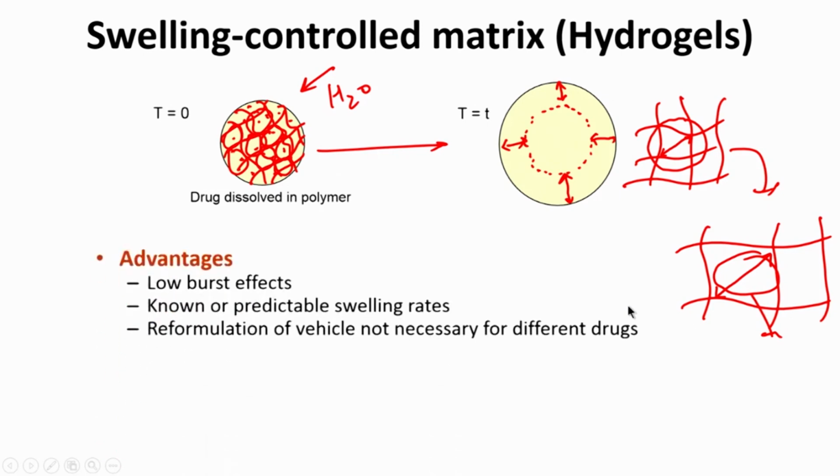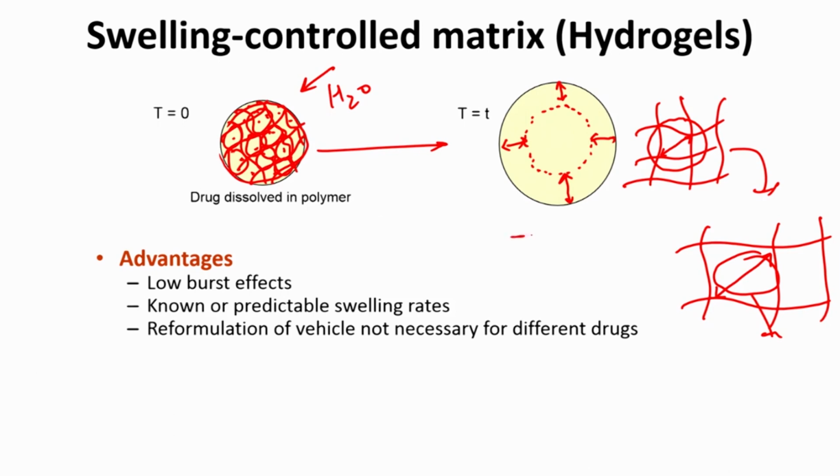So, the advantages are it has low burst effects, and the reason for that is the drug is basically entrapped, it is not moving around. Remember why was the burst effect present? It was present because the drug would typically come out and sit right on the edges. So, if there is no movement of the drug because it is well entrapped in there, it will not really come out and you will not get a burst effect.